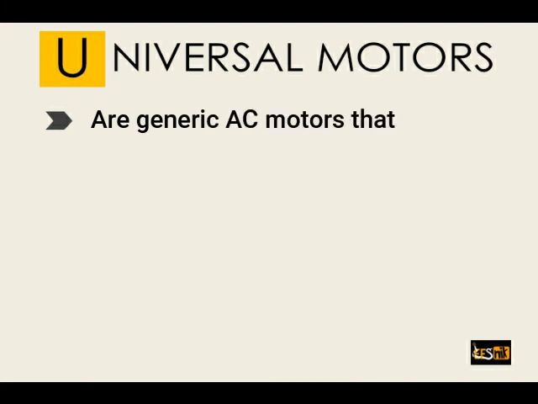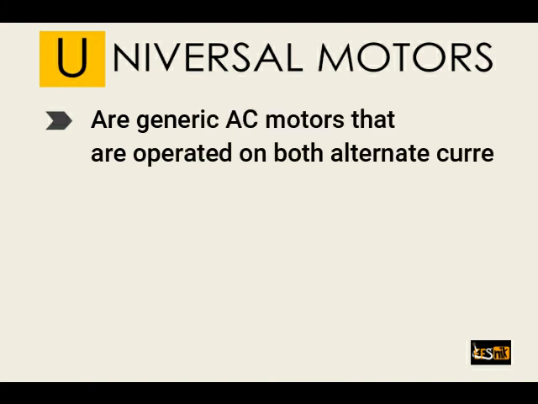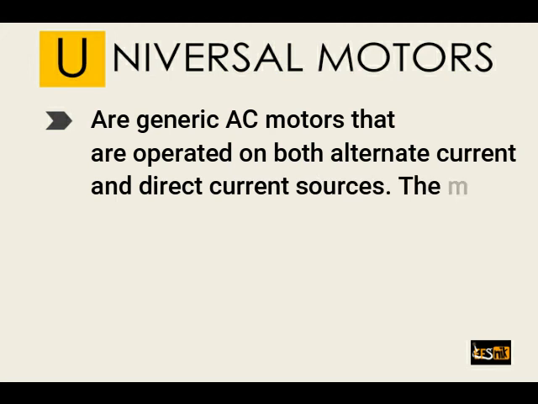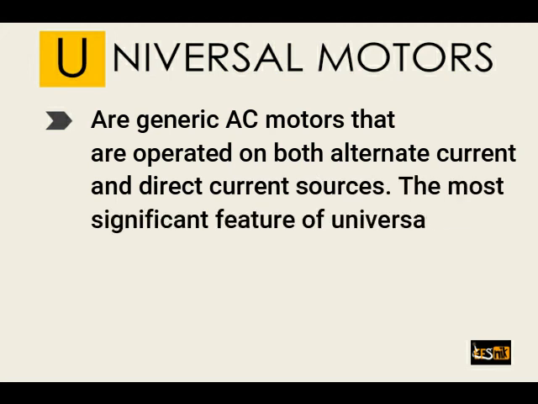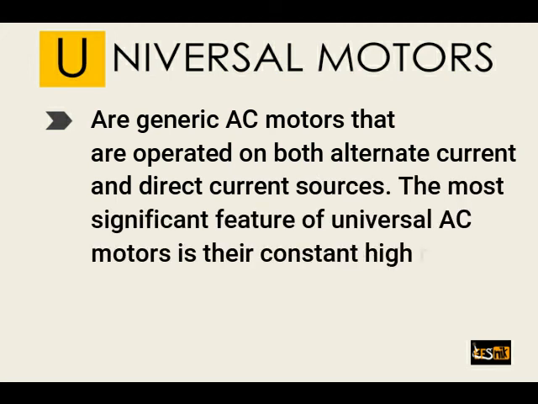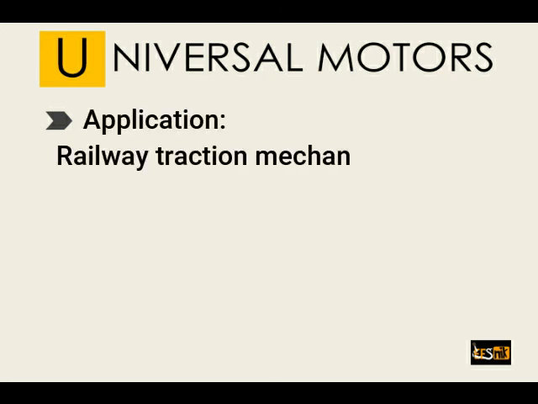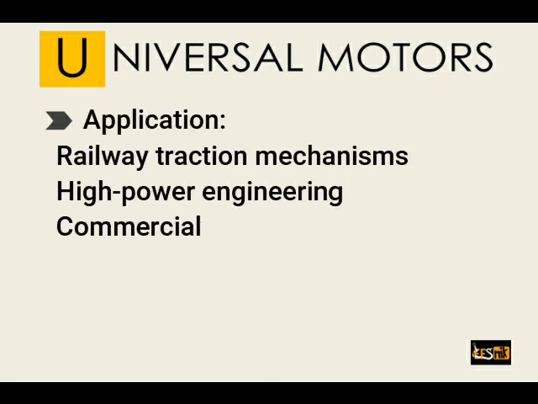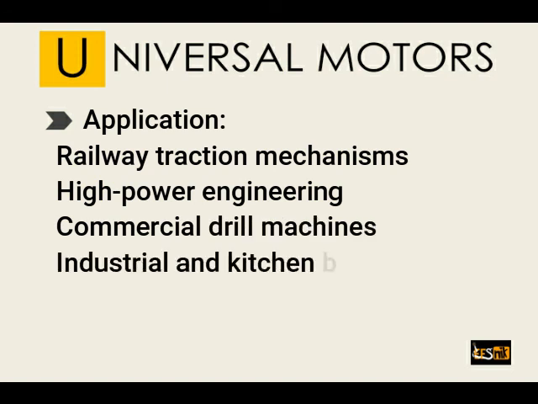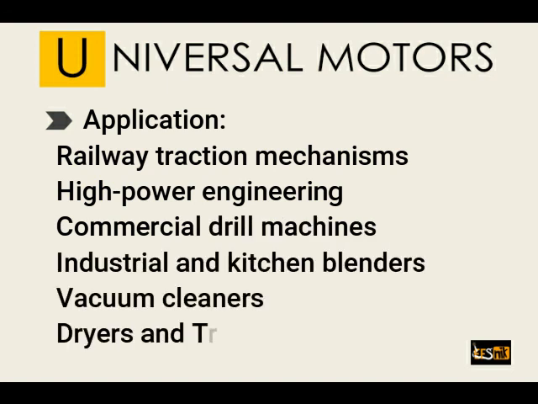Universal motors are generic AC motors that are operated on both alternating current and direct current sources. The most significant feature of universal AC motors is their constant high rotary speed, which makes them useful in a wide range of applications like railway traction mechanisms, high power engineering, commercial drill machines, industrial and kitchen blenders, vacuum cleaners, dryers, and trimmers.